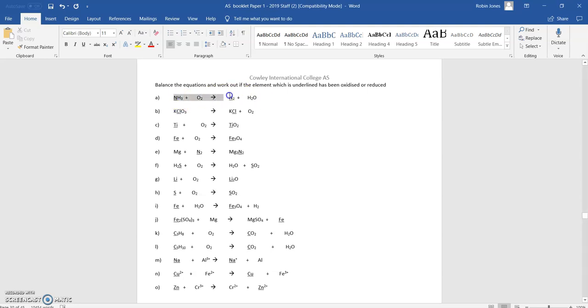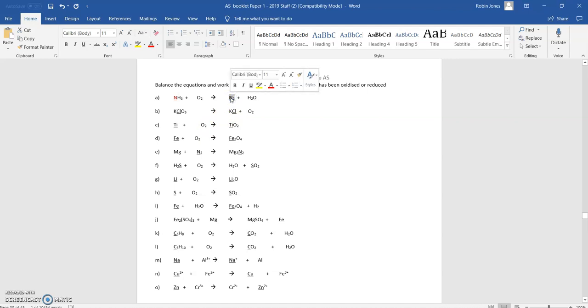Forget that this equation's not balanced. Let's look and see if the nitrogen, which is underlined, has been oxidized or reduced. So we work out its oxidation number here. Well, we know hydrogen is +1 oxidation state. 3 plus 1's are +3. There's no charge overall, so nitrogen here is in -3 oxidation state.